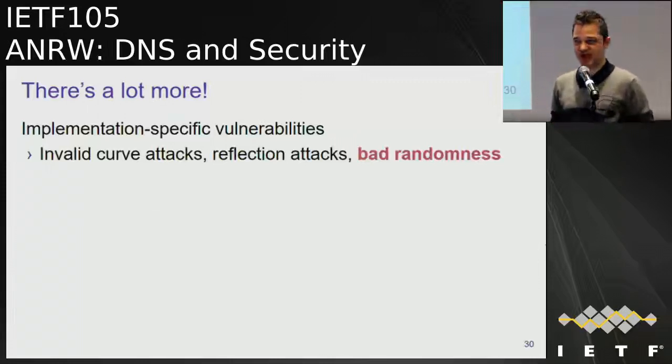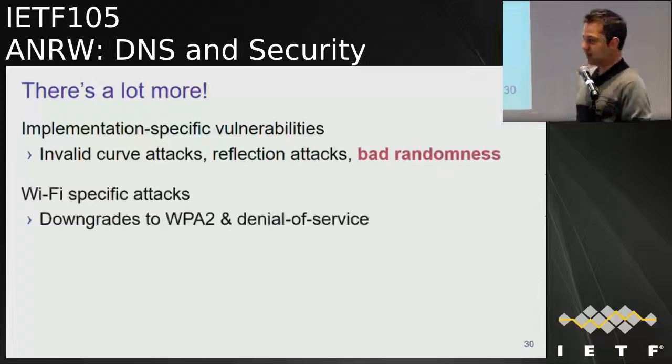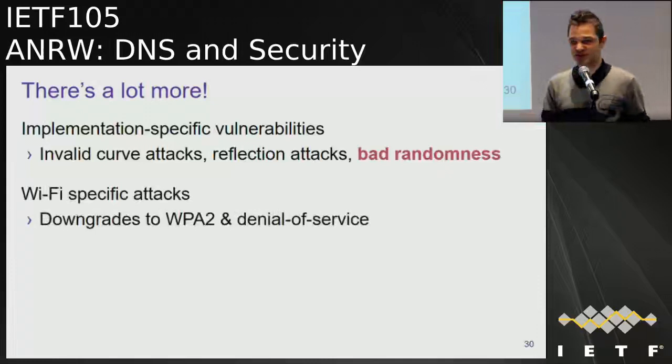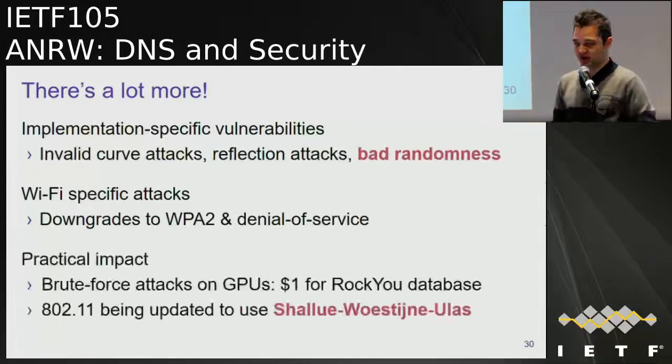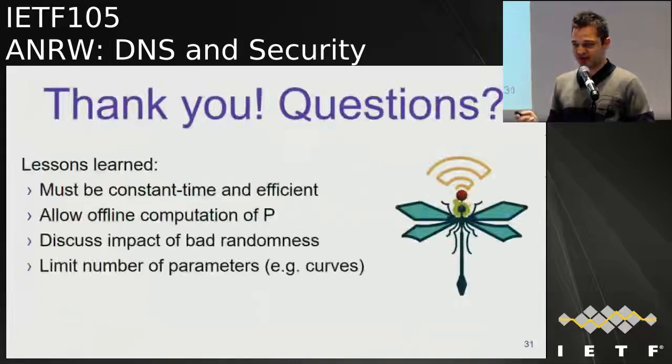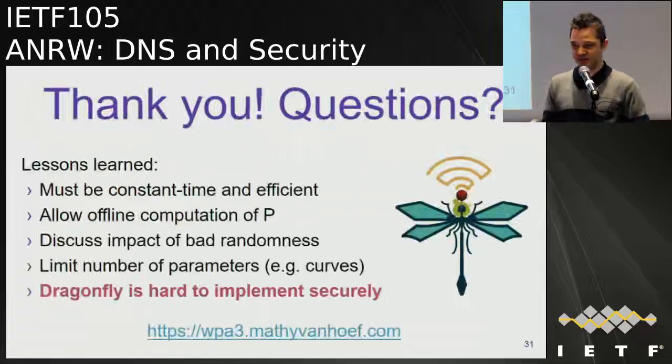Maybe if you design a handshake like this, I think it's good to also discuss what would be the impact if there is a flawed source of randomness. We also found attacks specific to Wi-Fi, but I'm not going to mention them here. And the interesting thing here is that finally the Wi-Fi standard is now being updated to use a constant time algorithm to find the password element, and maybe this will be included in WPA3, I'm not sure, but at least the 802.11 group is working on it. So with that, I'd like to conclude my talk. Thank you for your attention.